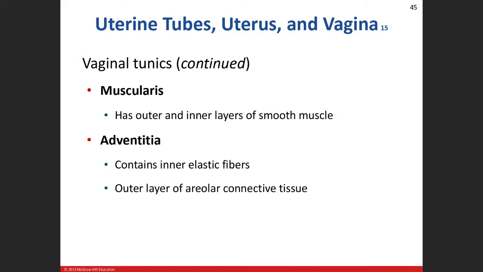Middle layer again, the muscularis. Again, you have those two inner and outer layers. One is circular and one is going to be the longitudinal. And then the outermost layer is the adventitia. All right, adventitia we call it because obviously it's not part of a serous membrane.